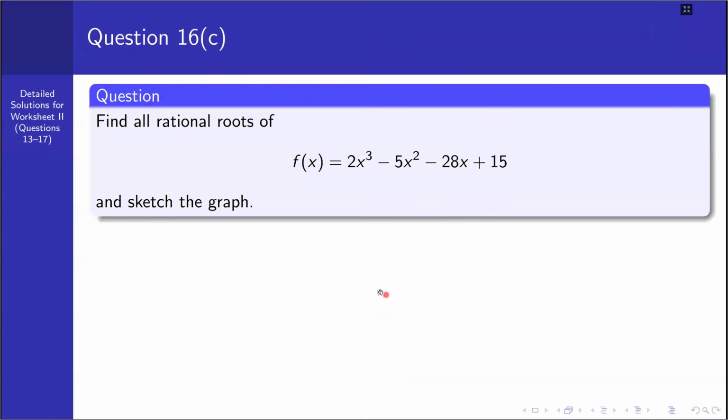Okay, next, find the rational roots of this polynomial function and sketch the graph.